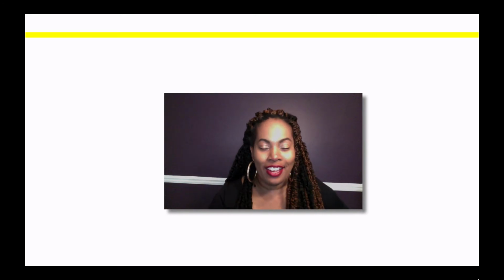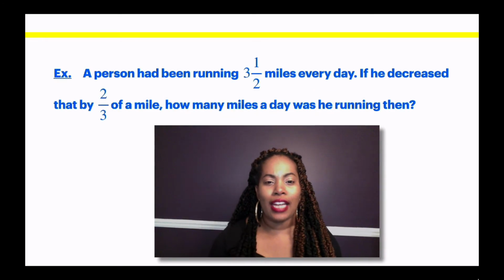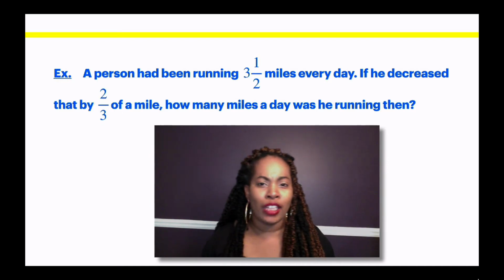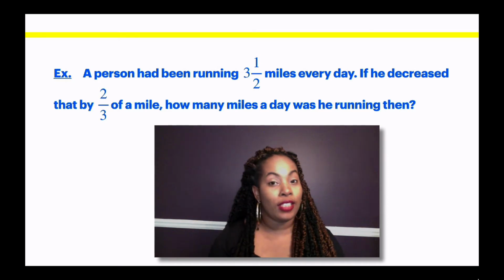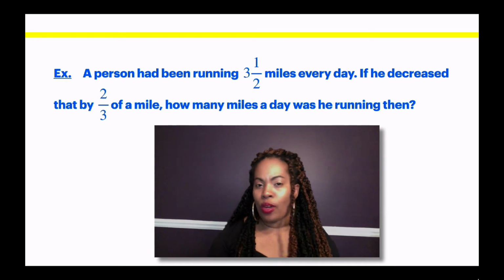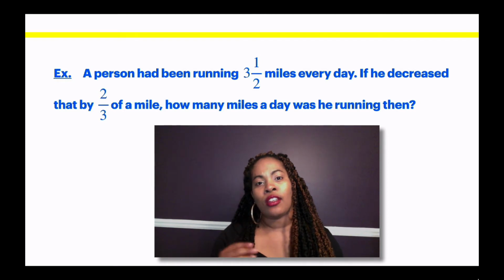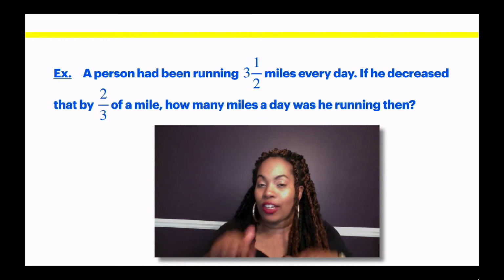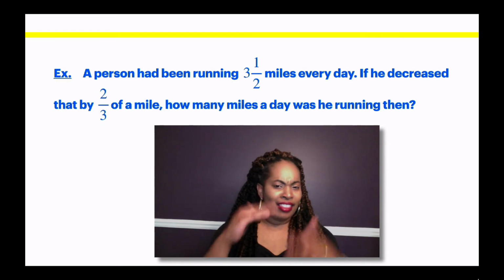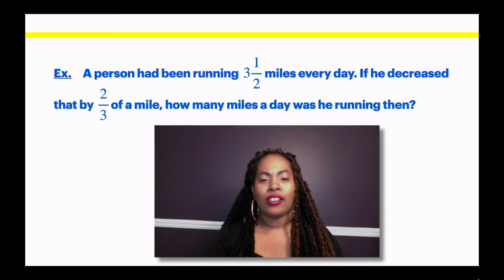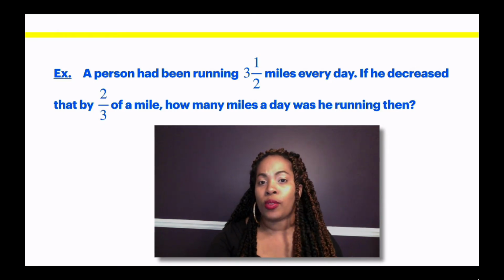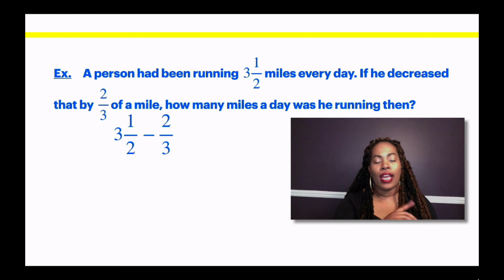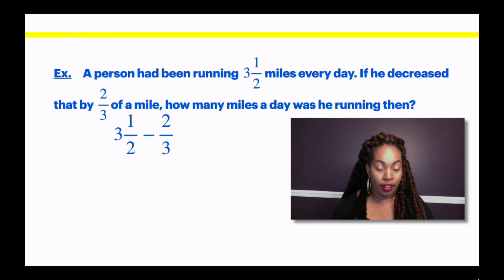All right, let's try another example. A person had been running 3 1/2 miles every day. If he decreased that by 2/3 of a mile, how many miles a day was he running then? Now, I want you guys to look for the key word in this problem that tells us what we are to do. Yes, that key word is decreased. So that's the indication that the number went down some, okay? So let's start with our larger value, and we're going to subtract the smaller value because it went down by 2/3 of a mile. So we have 3 1/2 take away 2/3.